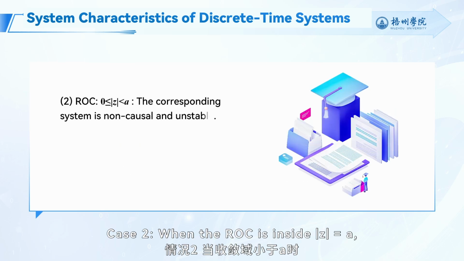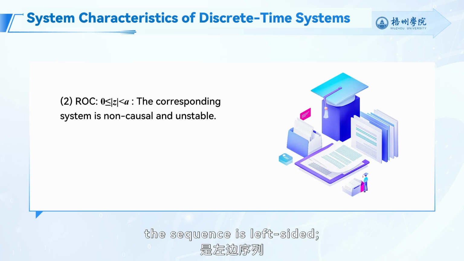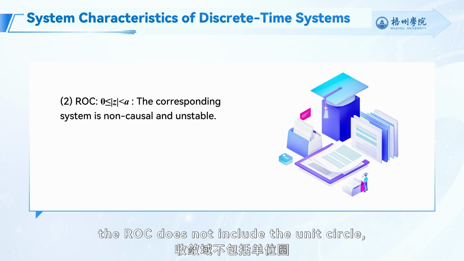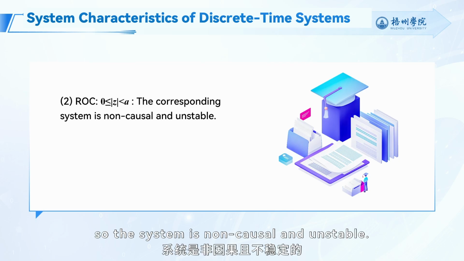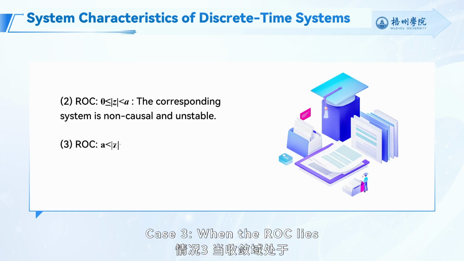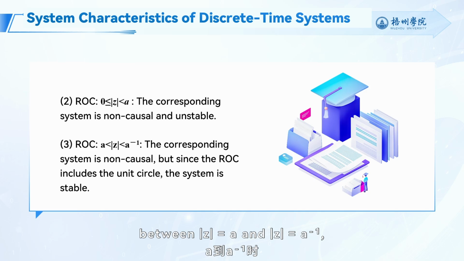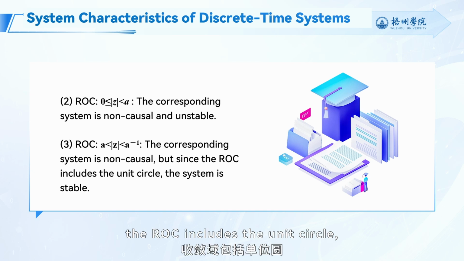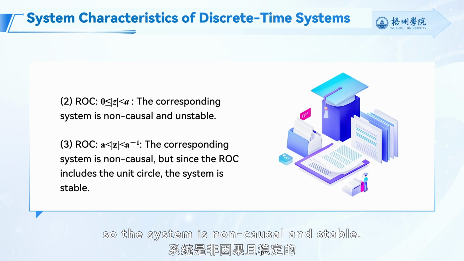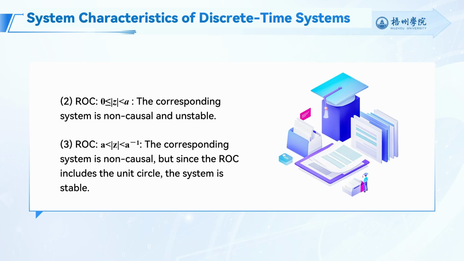Case 2. When the ROC is inside the magnitude of z equals a, the sequence is left-sided. The ROC does not include the unit circle, so the system is non-causal and unstable. Case 3. When the ROC lies between the magnitude of z equals a and the magnitude of z equals a to the power of -1, the sequence is two-sided. The ROC includes the unit circle, so the system is non-causal and stable.